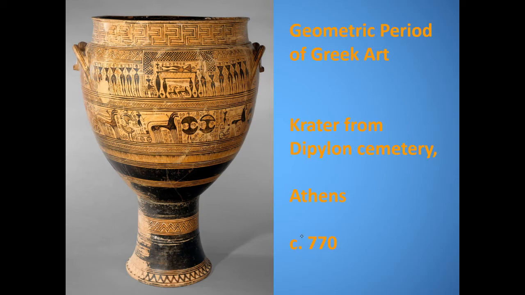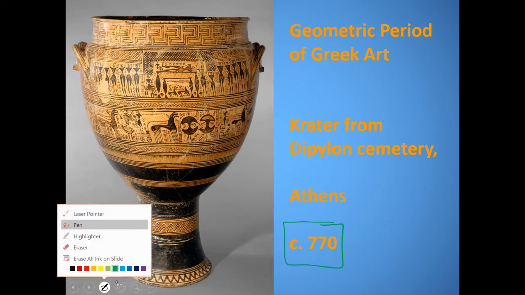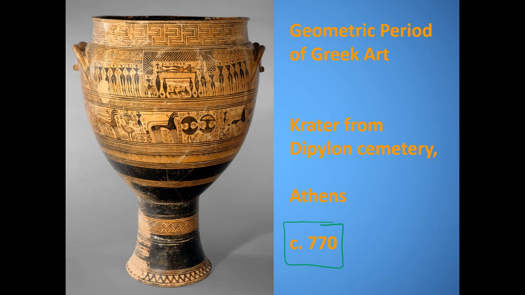And this is 770. This is what we call the geometric period. And it's not particularly important for our purposes, but it's interesting for comparative sake. This right here is a massive vase, and the Greeks and the Athenians and the Corinthians in particular, who were next to the Athenians, would become really famous for making vases.